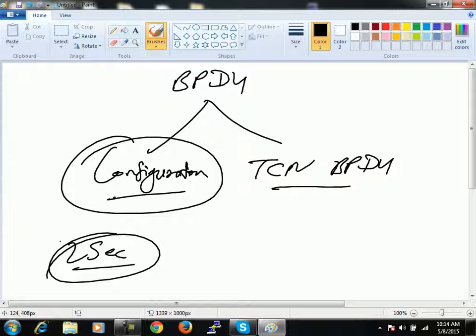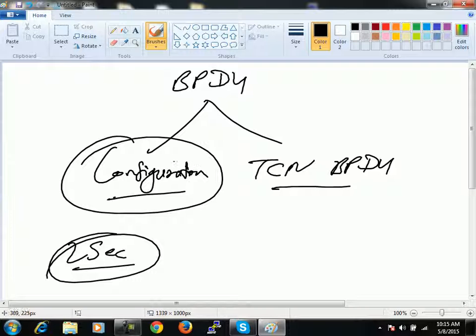One more thing, remember that in STP, after the election of the root bridge, only the root bridge will be responsible for generating BPDU messages, in every 2 seconds. I'm talking about configuration BPDUs only, not TCN, right? Configuration BPDUs will be generated by the root bridge only after the election of the root bridge. Once root bridge election is done, only and only the root bridge will be responsible for generating BPDU messages. I hope you have understood it now, right? So remember all these things.